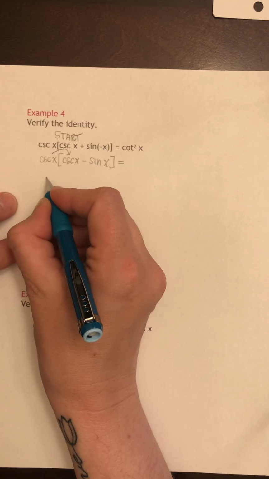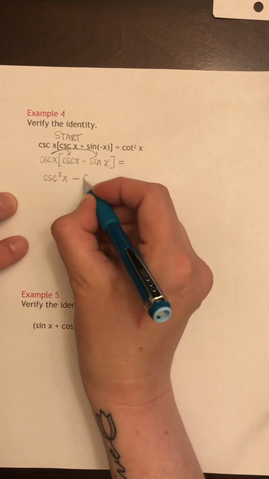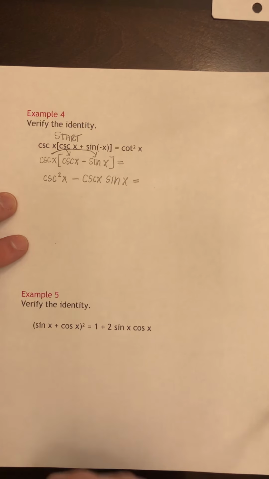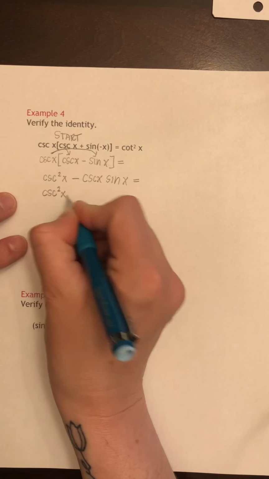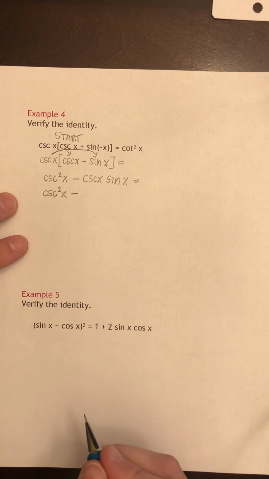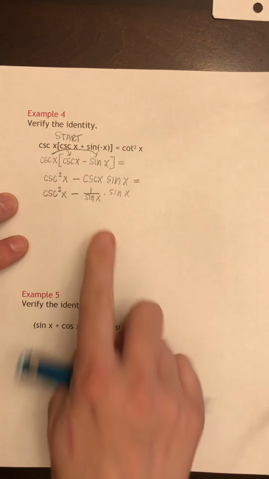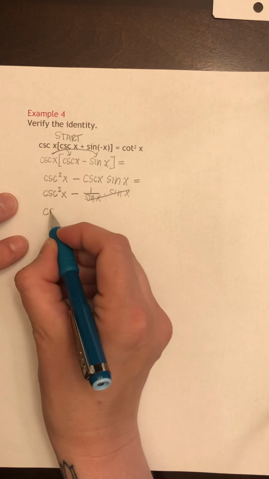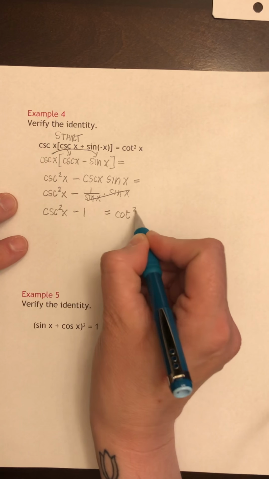So cosecant x times cosecant x is cosecant squared x minus cosecant x times sine x. All right, what do you guys remember about cosecant and sine? Do you remember that they are reciprocals of one another? In other words, that cosecant is like having a 1 over sine x. What's going to happen right there to those sines? Anytime you multiply something and its reciprocal, you're going to be left with a 1. So we have cosecant squared x minus 1 equals cotangent squared x.